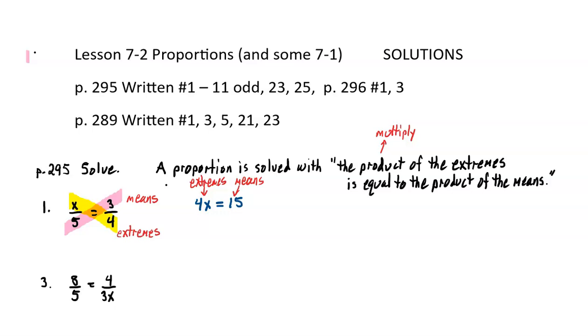Notice that by applying this theorem, that equation is created that no longer has any fractions, and it is solved like we have all year long. To get the letter x alone, you need to divide both sides by 4, and the result is x equals 15/4. That can be written as a fraction or a mixed number or a decimal.